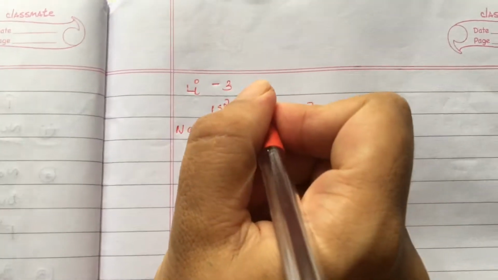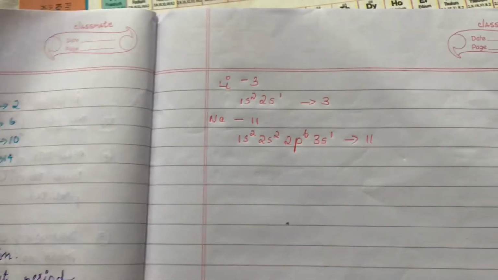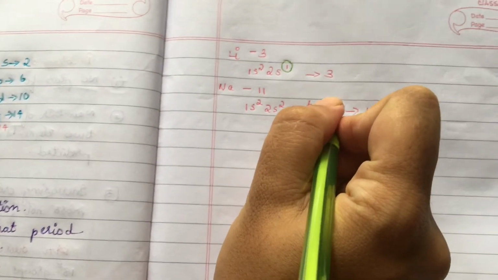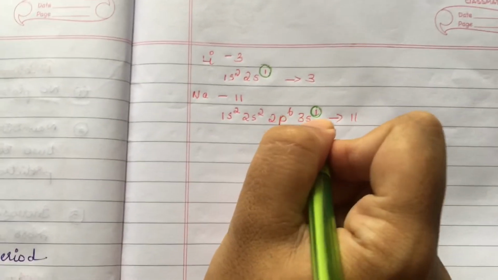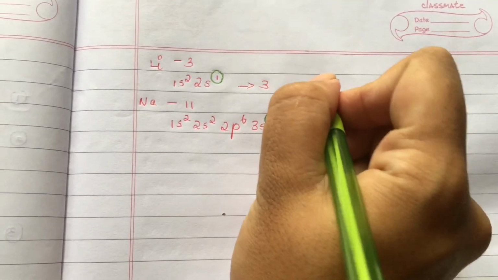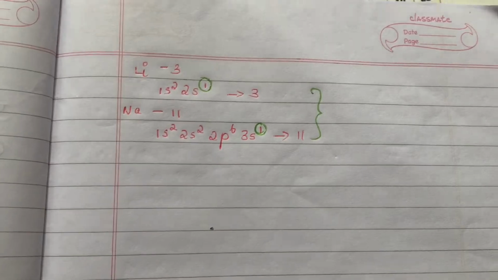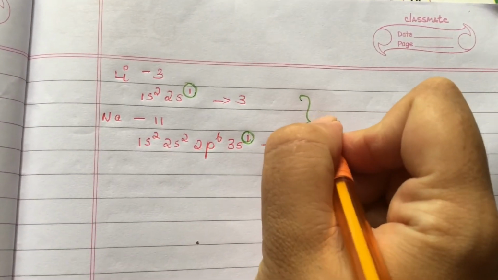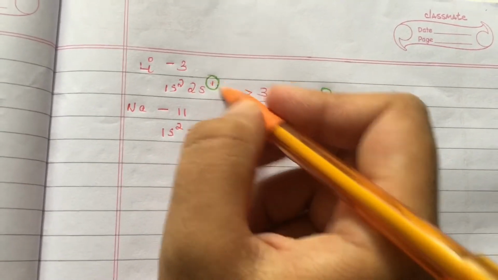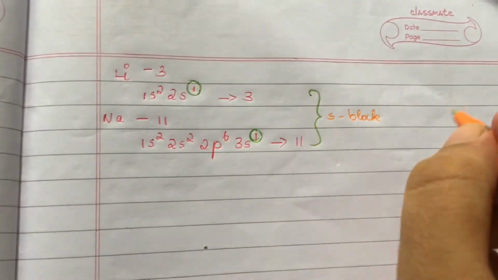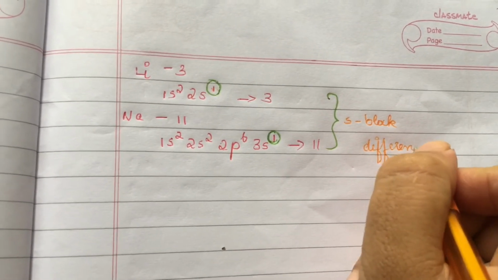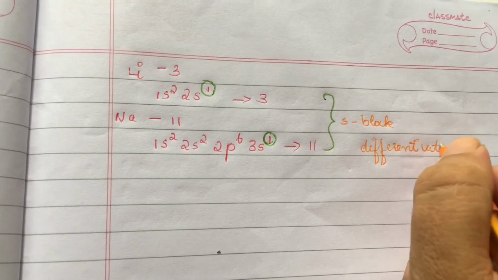So this last electron, you know that the last electron here has entered the S shell in this case, and here also the last electron has entered our S shell. So we can directly say that both belong to the S block, that is, they are S block elements. This last electron is known as the differentiating electron.